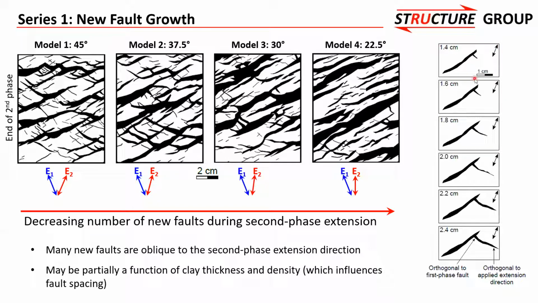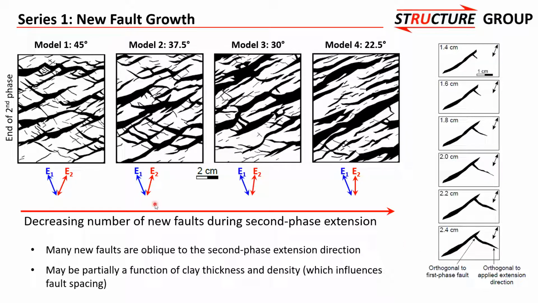You can see initially that new fault is propagating orthogonal to the existing fault here. But then as it propagates outward, it bends to be perpendicular to the applied extension direction. So there is an overprinting of the stress field near the first phase fault that influences this fault orientation. As you get farther away, though, the clay model feels more of the regional applied extension direction.